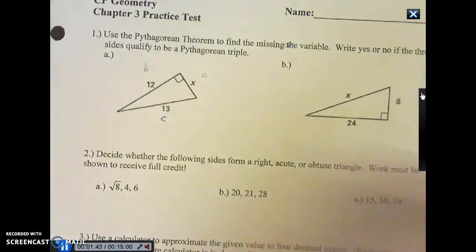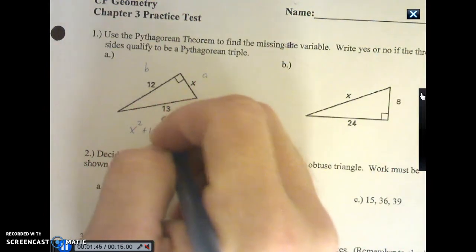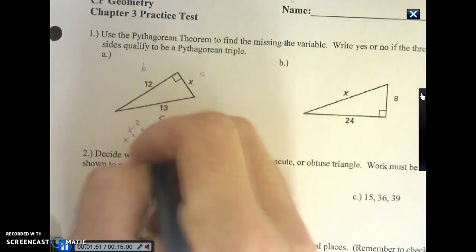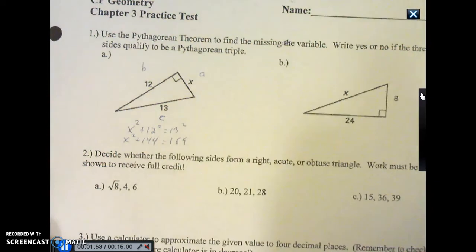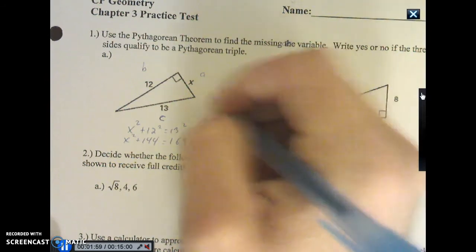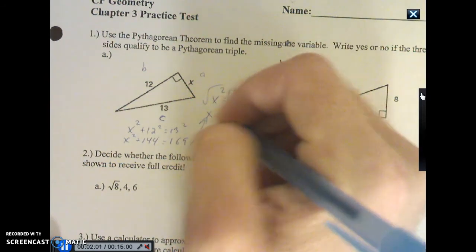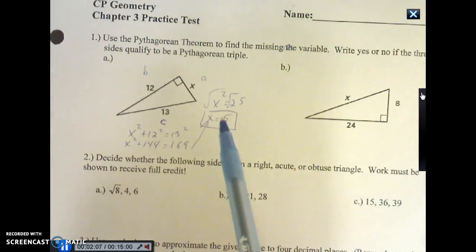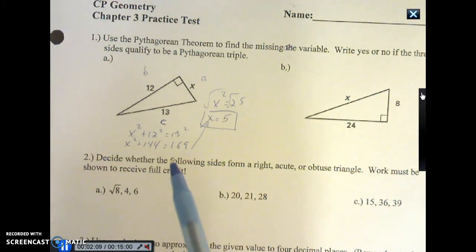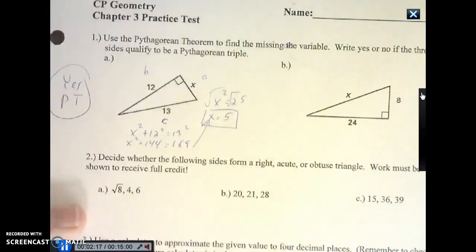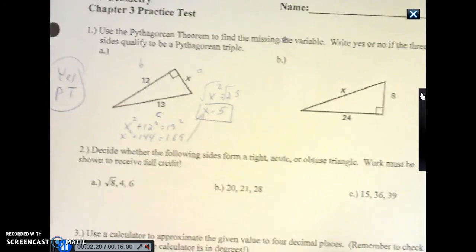So here's my A and B. Again, doesn't matter which way we put them. X squared plus 12 squared equals 13 squared. Okay. X squared plus 144 equals 169. If I subtract 144 over, I get x squared equals 25. Square root both sides, I get x equals 5. Alright, let's take a look at our three sides. 5, 12, 13. Are they all three real numbers? Yes, so therefore yes, Pythagorean triple, PT. Okay?